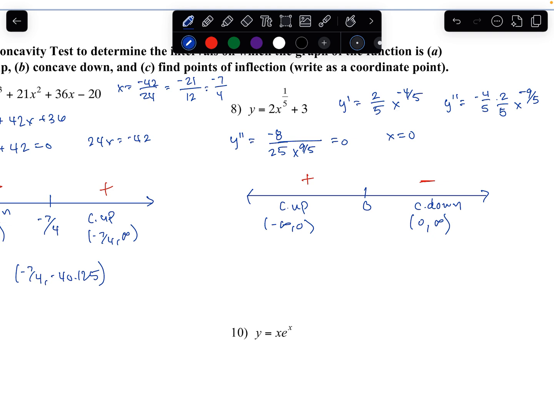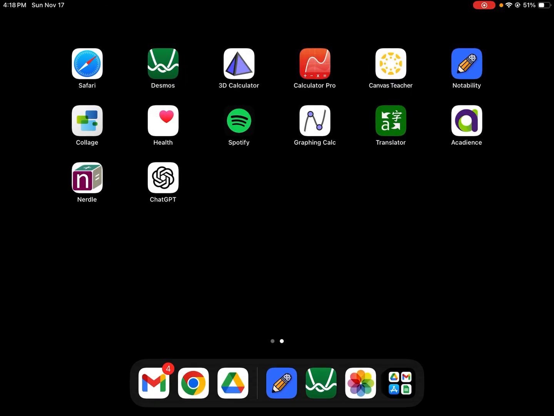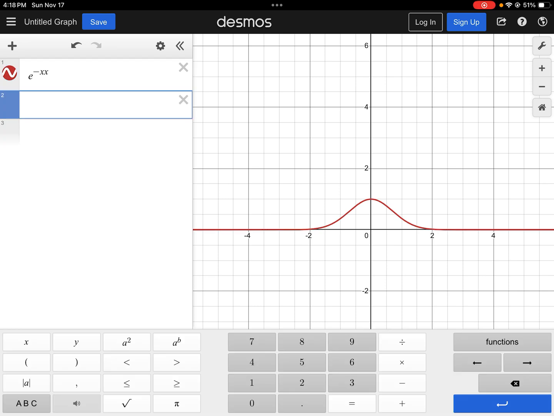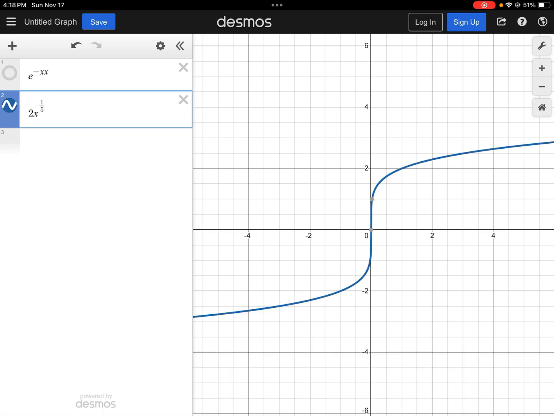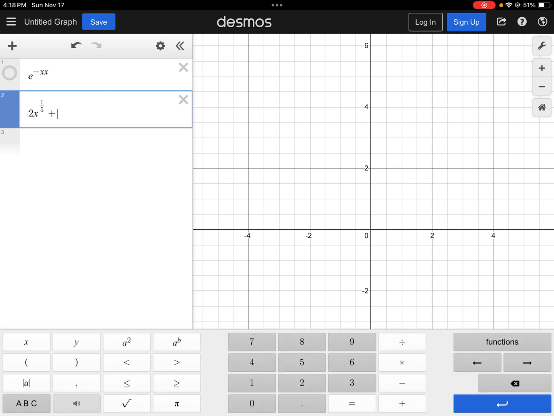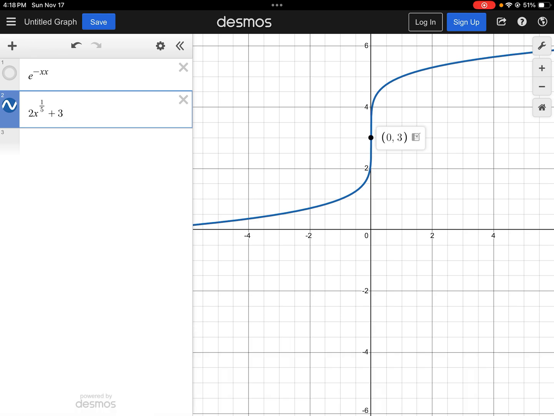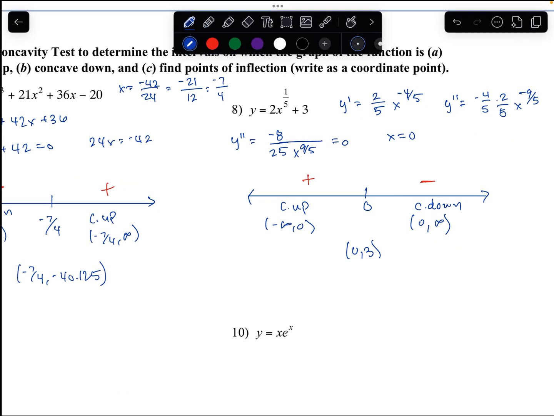And then if I plug in 0 into the function, I'm just going to get 3, which means the point of inflection is at 0, 3. I'm kind of curious just to see what this looks like. So I have 2x raised to the 1 divided by 5. Okay, that's weird. But you can definitely see it though. So it's concave up, then concave down. And then just plus 3, which would move the point of inflection to be at 3.